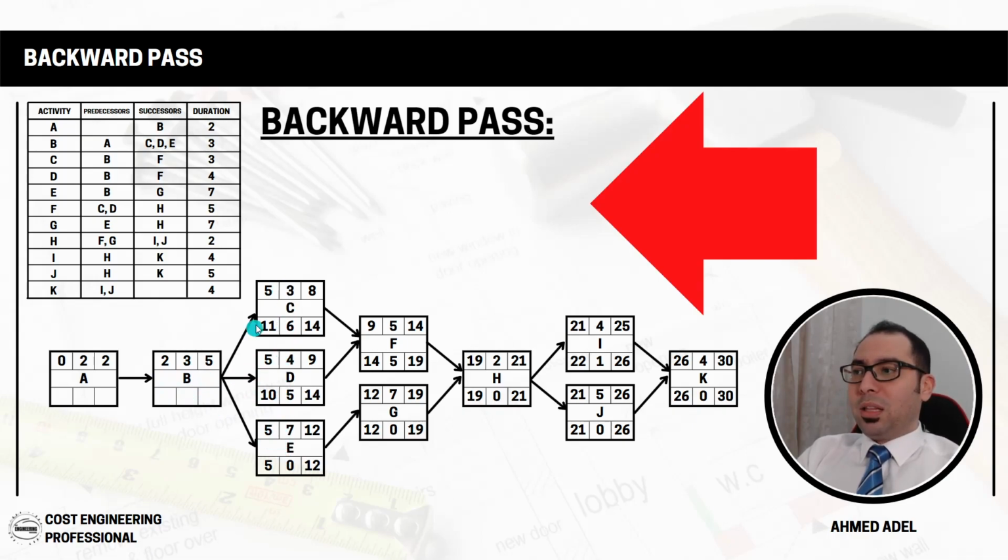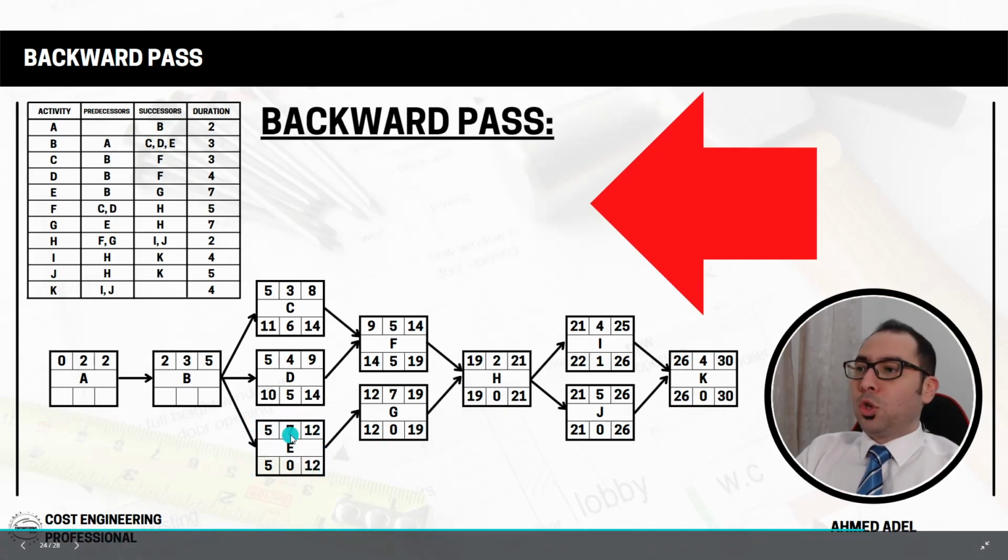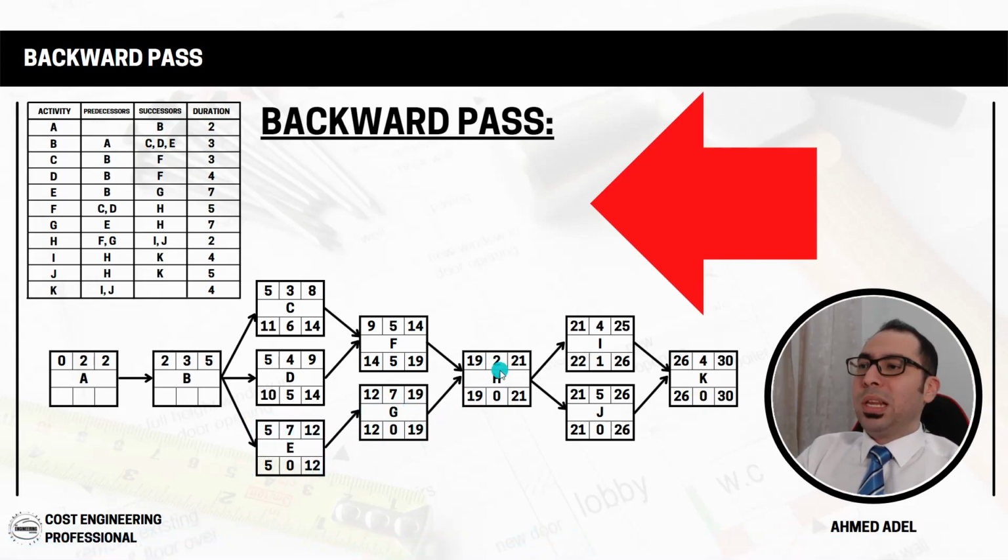So I cannot do that. I cannot take the 11 here. I cannot take the 10 here. As we said, we take the minimum. Activity B must finish on 5, because if it finished after 5, it will delay activity E, which will delay activity G, which will delay activity H, which will delay activity J, which will delay the project.